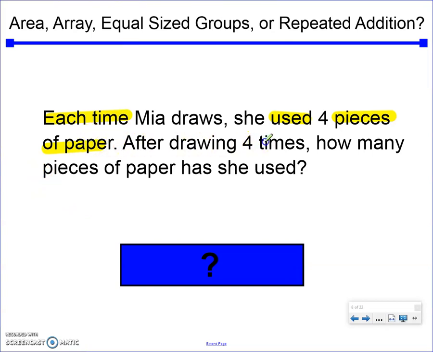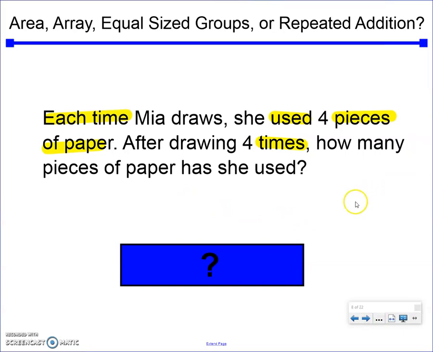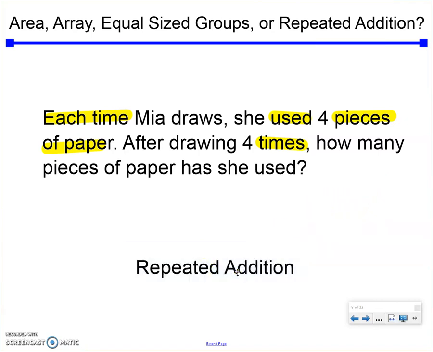And I also see that she does this 4 times. So the first time she'll use 4 pieces of paper, the second time she'll use 4 pieces of paper, the third time she'll use 4 pieces of paper, the fourth time she'll still use 4 pieces of paper. So I'm seeing that there's an action happening again and again exactly the same way. What kind of problem is this? You're right. This is clearly a repeated addition problem, since Mia's action, using pieces of paper, is happening again and again and again the same way.